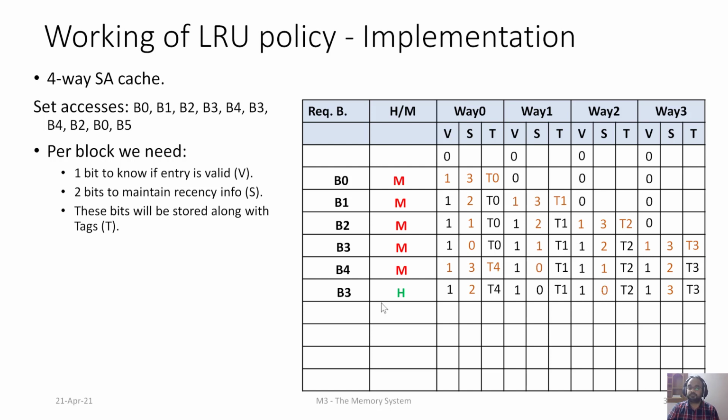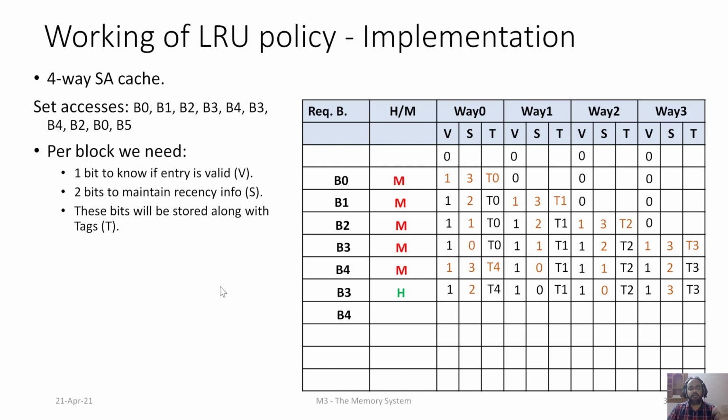Now if we look at this particular set at this moment, we would say that the data in way 3 was most recently used, and data in way 0 was used just one access before that, and both way 1 and way 2 were used quite some time back, because both of them have status 0.